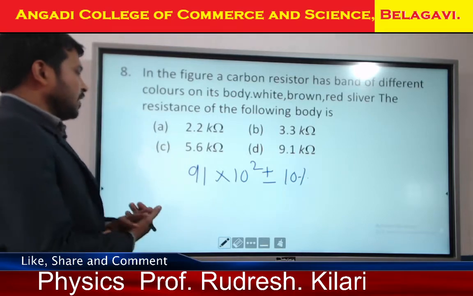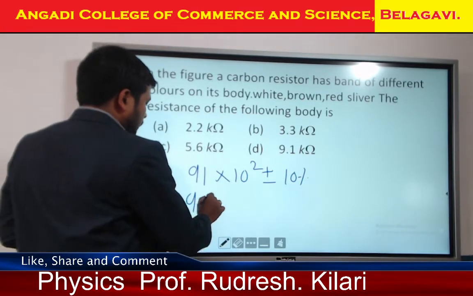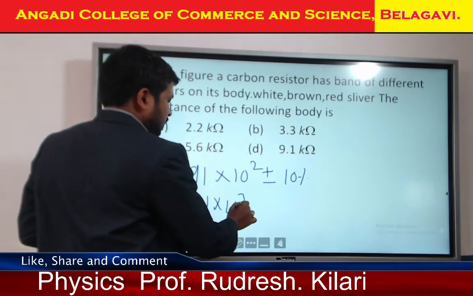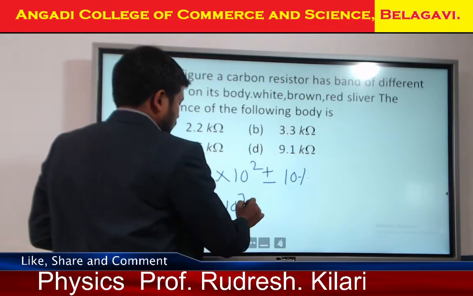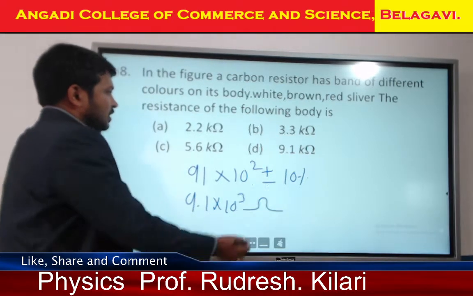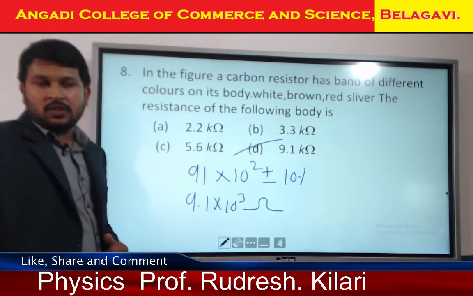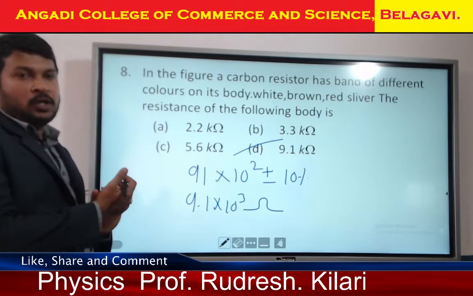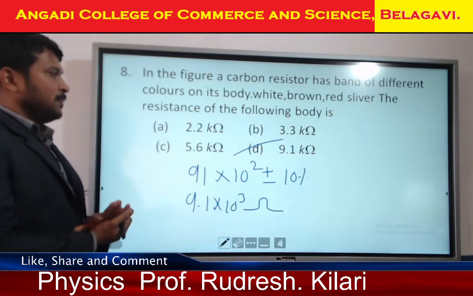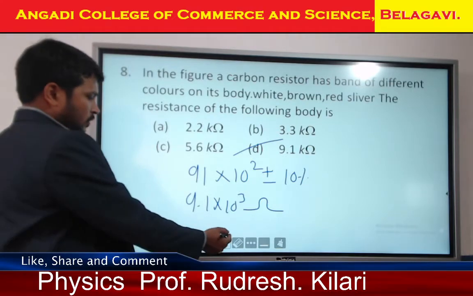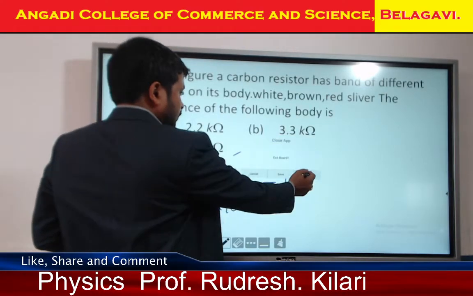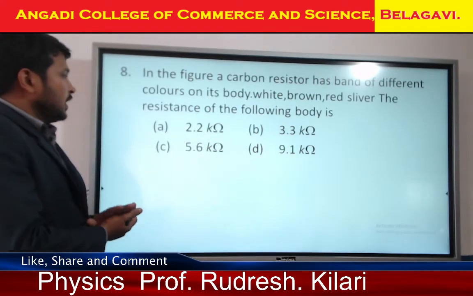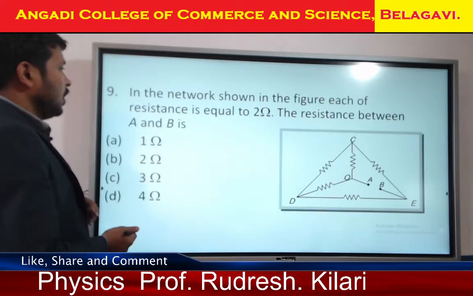Okay, simplify. How much can we get? 9.1 into 10 to the power of 3. Okay, that is ohm. This one we can write as kilo ohm. 9.1 into 10 to the power of 3 ohm, that is nothing but 9.1 kilo ohm. Okay, students. Next one. We'll move to the next question.